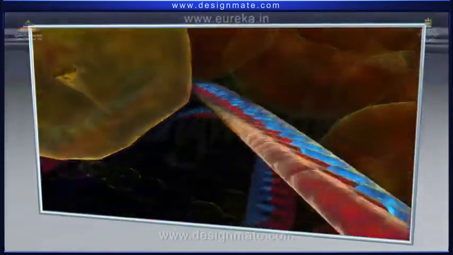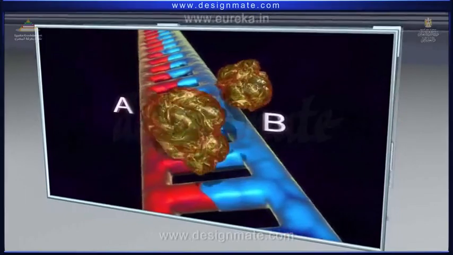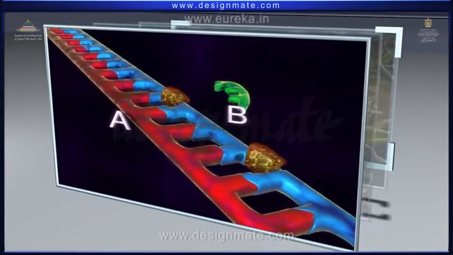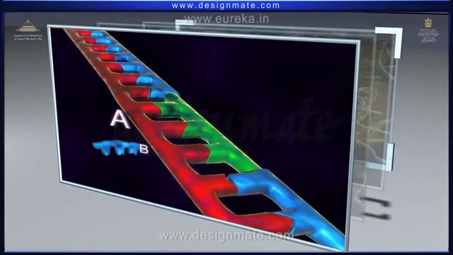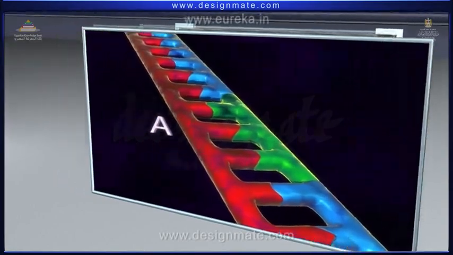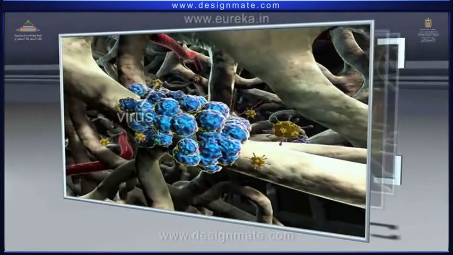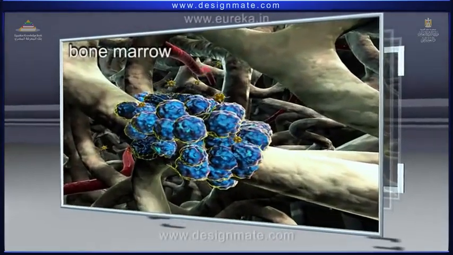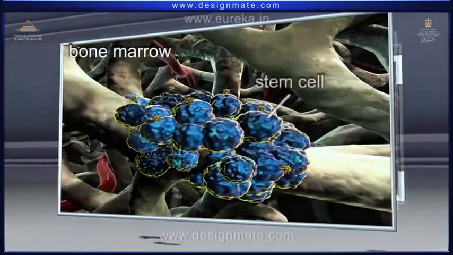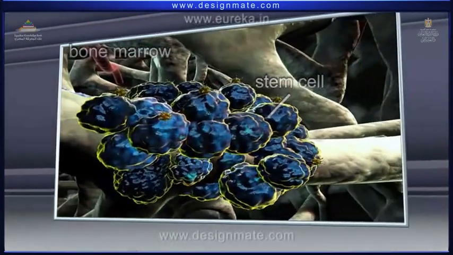DNA of the virus is isolated, and its disease-causing gene is replaced by a healthy gene of ADA. This virus containing the recombinant gene is made to affect the bone marrow. Here, the virus attaches to the stem cells present in the bone marrow.